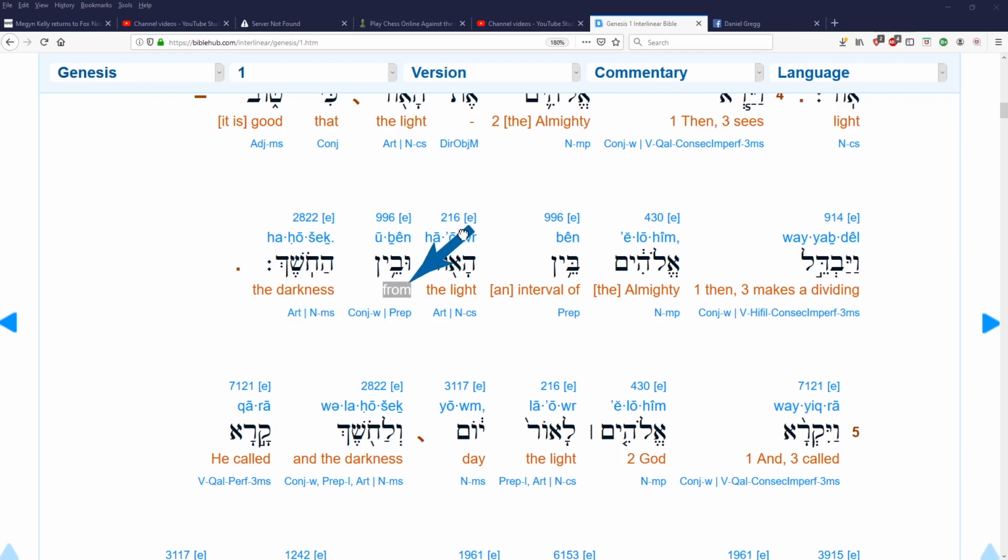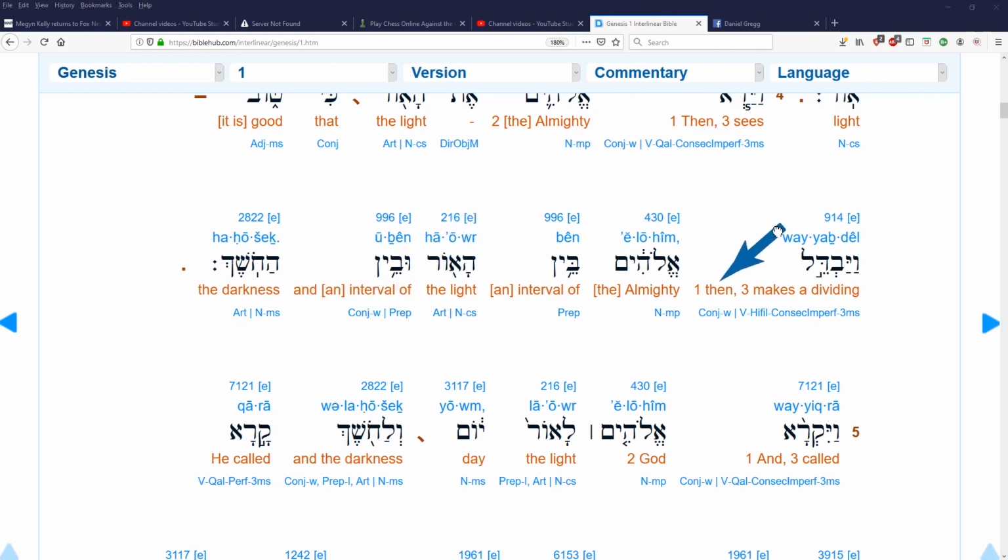The word, as the King James has it, is from, but it definitely does not mean from. It means an interval of, or and between the darkness. Again, this point is not relevant to our argument, but for the sake of accuracy, I'm going to translate ubain as an interval of, taking bain as construct in this case.